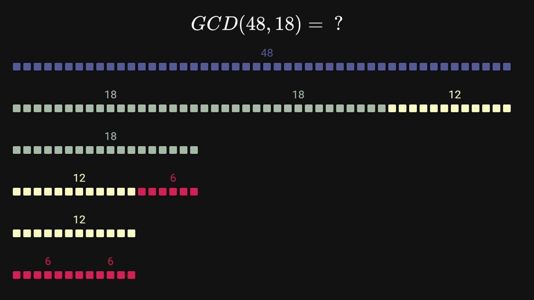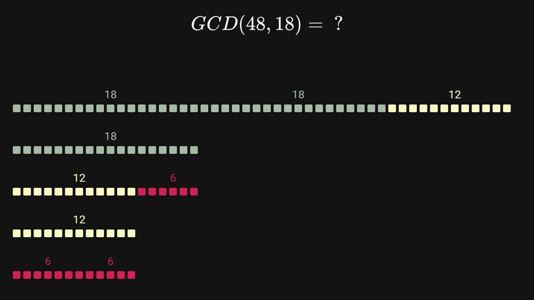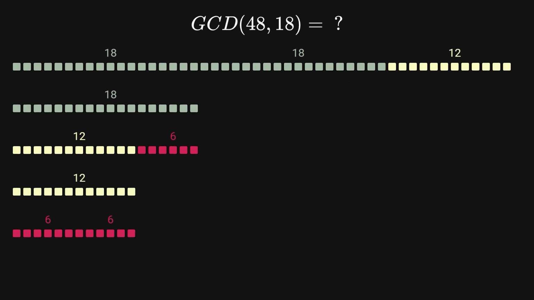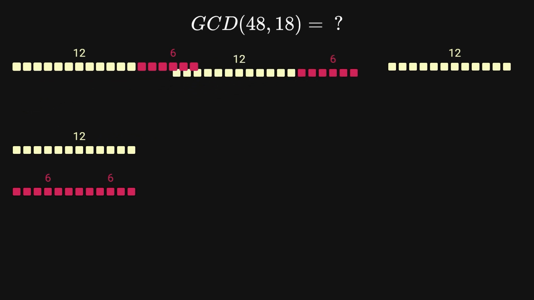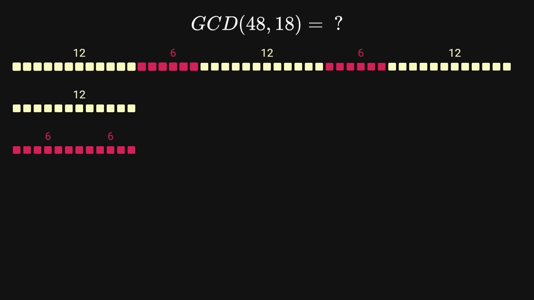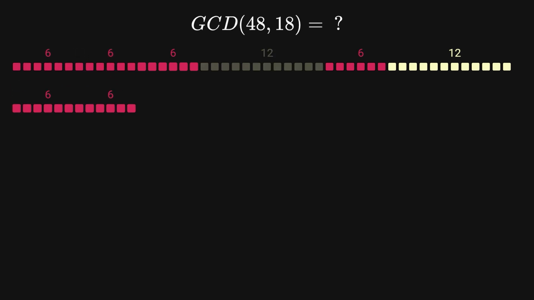By working backward, we can express 48 and 18 in terms of the GCD. First, we rewrite 48 as 48 is equal to 2 times 18 plus 12. Next, each instance of 18 is replaced using 18 is equal to 1 times 12 plus 6. Finally, each instance of 12 is replaced using 12 is equal to 2 times 6. This shows how 48 and 18 can be fully expressed in terms of the GCD value.